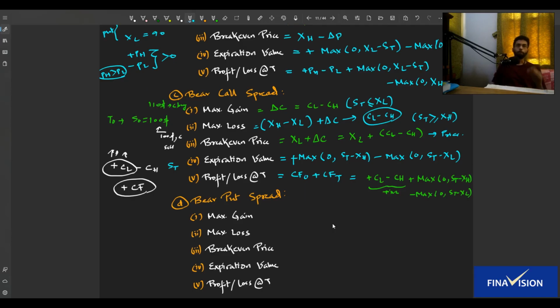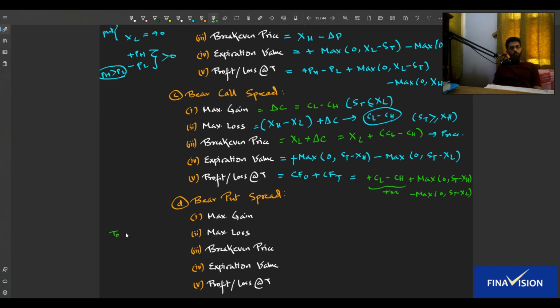Now we'll come to bear put spread. So how is a bear put spread constructed? Let's look at that, friends. At t is equal to 0 or t0, let's say again the stock price is $100 and we want to get into a bear put spread because we are speculating that the stock price will fall. Therefore, we will do two things. We will buy an ATM or near the money put, and we will sell an out of the money put.